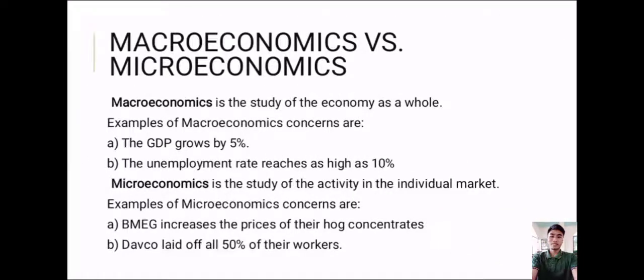Macro versus microeconomics. Macroeconomics is the study of the economy as a whole. For example, the GDP grows by 5% and the unemployment rate reaches as high as 10%. Microeconomics is the study of activity in individual markets. Examples: BMEG increases the prices of their hog concentrates; THEFCO laid off 50% of their workers.